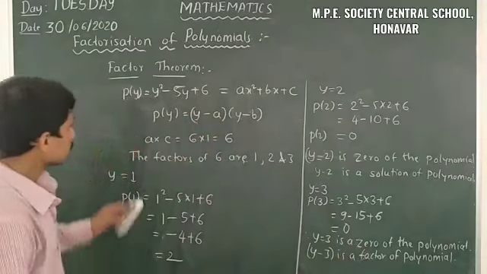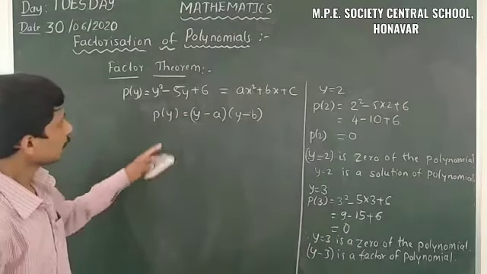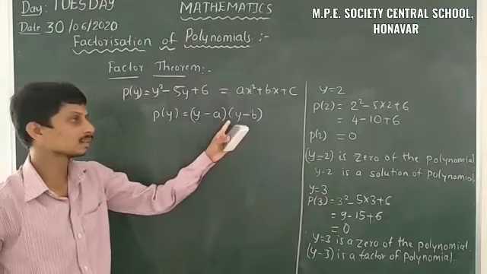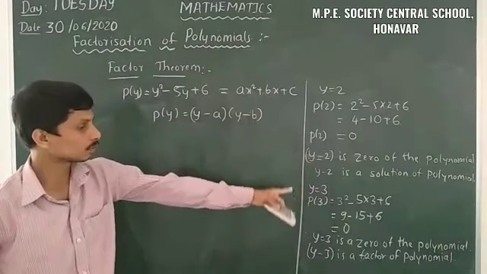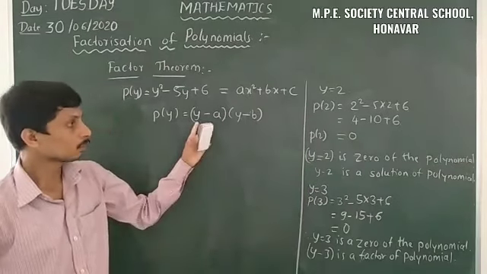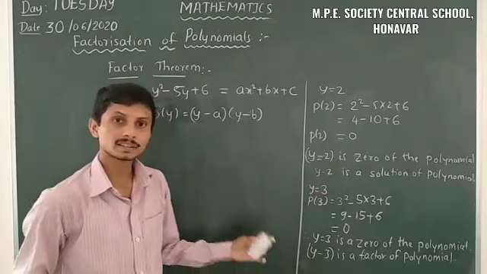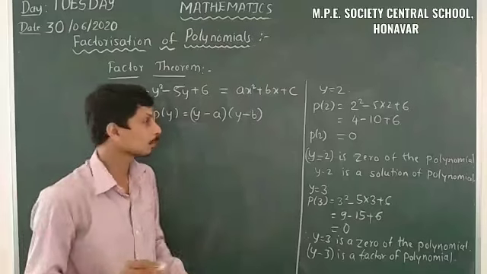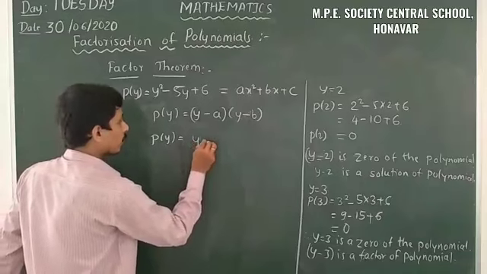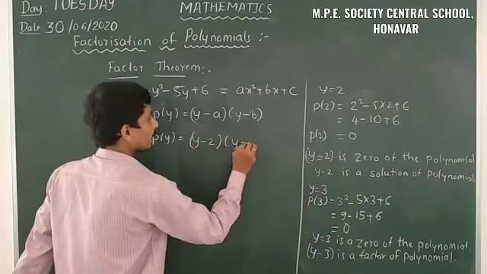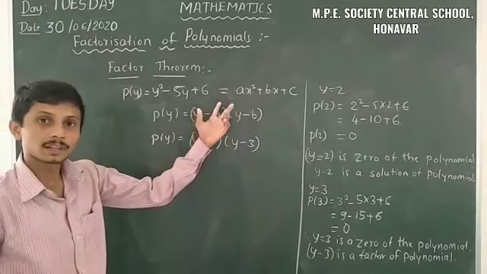That means, so we have p of y is equal to y minus a into y minus b. Here I will take a is equal to 2 and b is equal to 3. That means y minus a is equal to y minus 2 and y minus b is equal to y minus 3. Both are the factors of this polynomial. That means p of y is equal to y minus 2 into y minus 3. So you can solve by taking the splitting of the middle term.